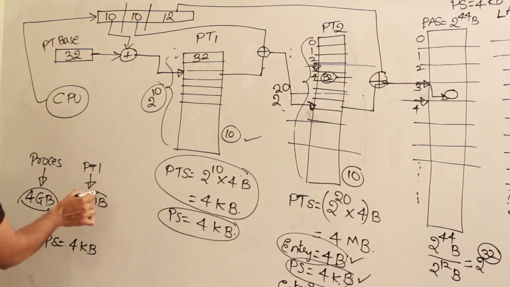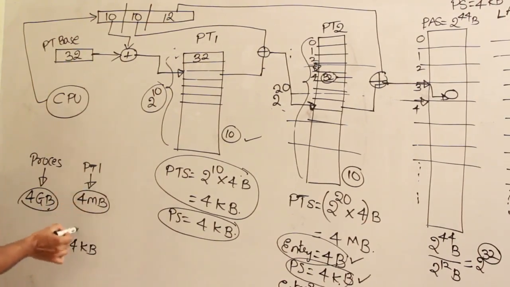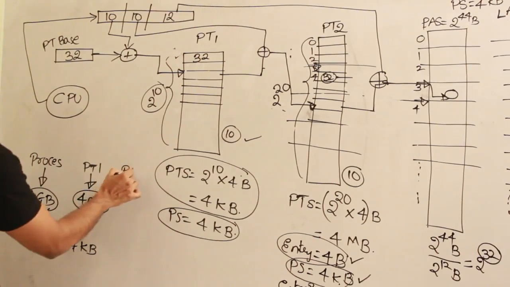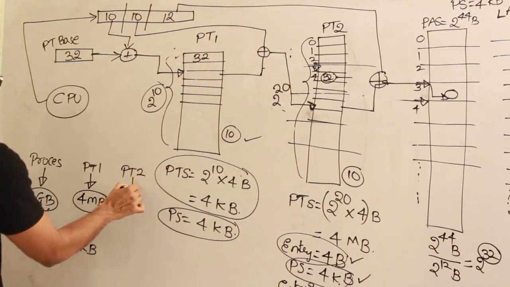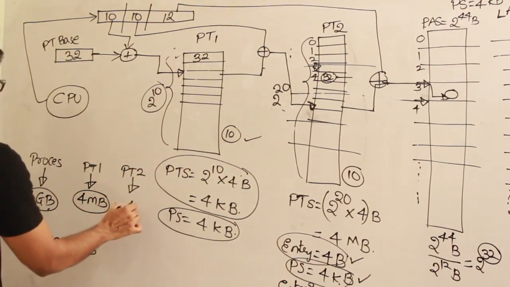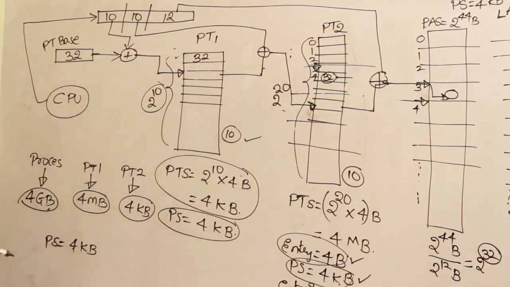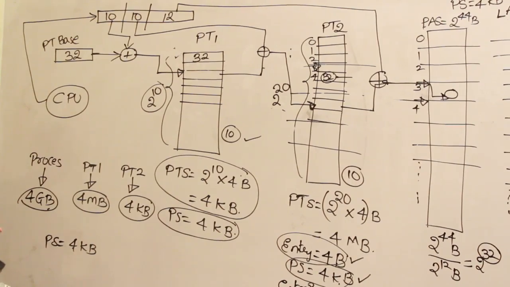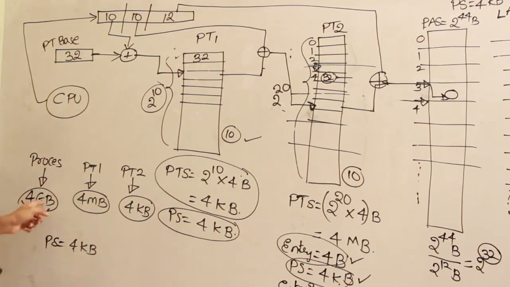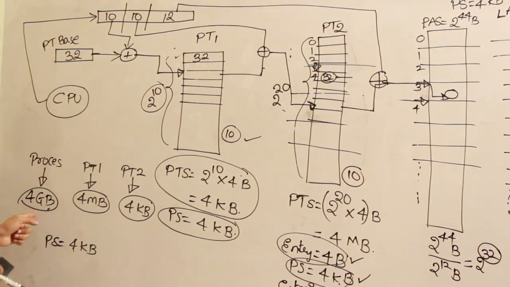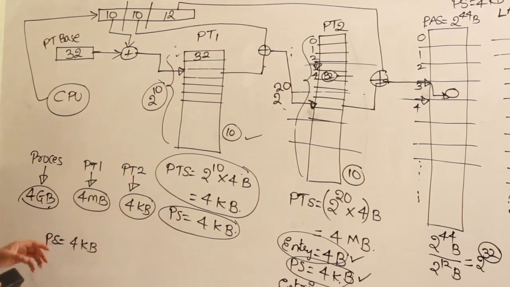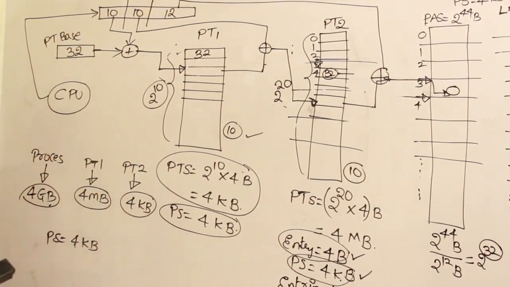And now page table 1 doesn't fit in one page because each page size is 4 KB, therefore I am going to divide it into pages, and then I get the second page table, right? And now this second page table turned out to be 4 KB. Here I made the numbers in such a way that I get these numbers. It doesn't mean that we are always going to have only 4 GB. If the process size is 4 GB, we get 4 MB and 4 KB, but it is not always like that. It varies from question to question, right?